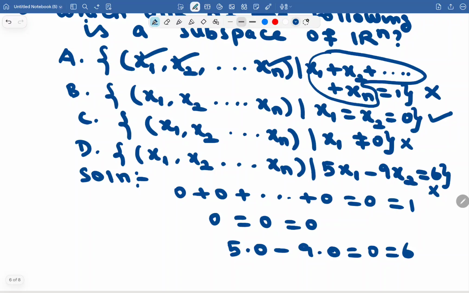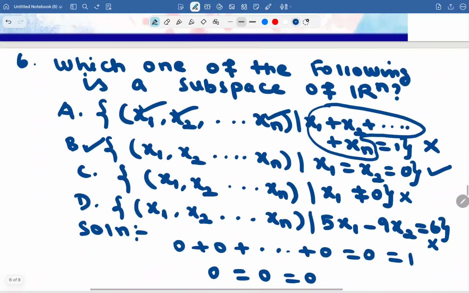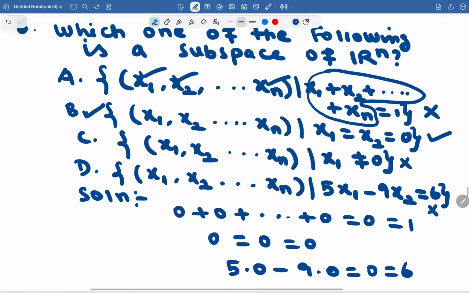First option, the answer is 1 if I add all the values. Second option, it is true, x1 0, x2 0 means answer is 0. In the third option, x1 not equal to 0, which is not possible, 0 not equal to 0. Option D also, 5 into 0 minus 9 into 0 must be 0, but it is given as 6. Therefore, for this problem, option B is the correct option for the 6th problem.